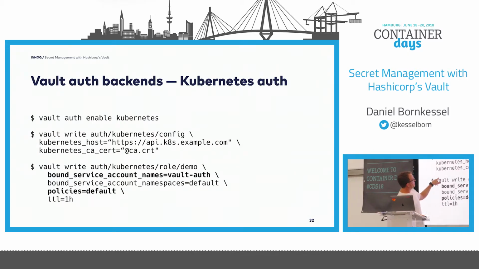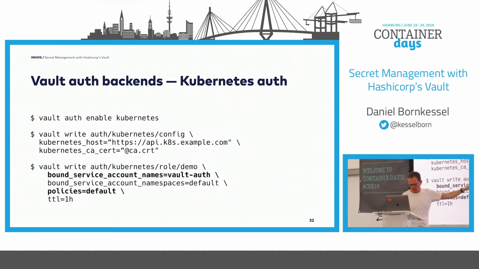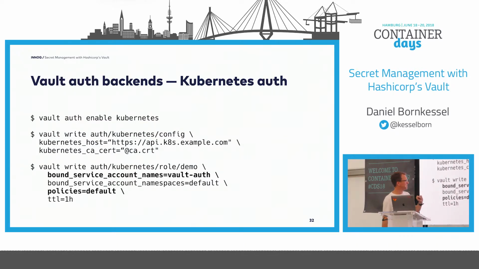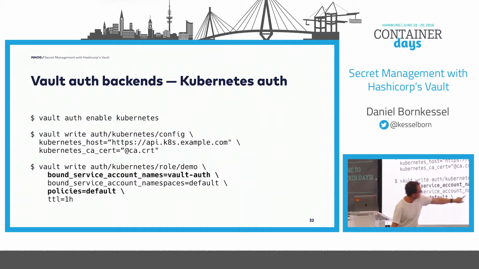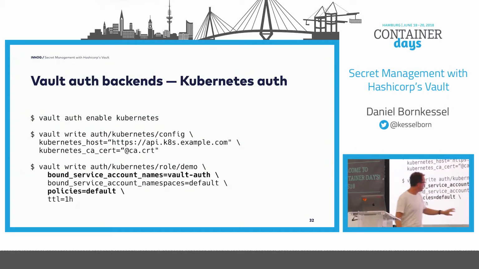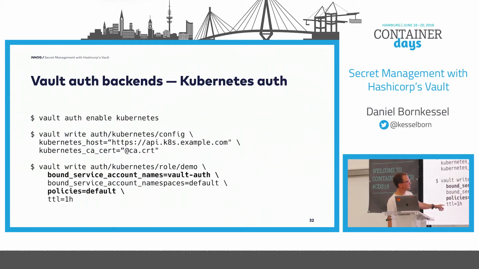Here as well, how do you configure that? It's actually pretty simple. You pass it the host of the API and a CA certificate so that you are sure that Vault always talks to the correct Kubernetes API and to avoid man-in-the-middle attacks. And then you map the Kubernetes service account and optionally the namespace as well to some Vault policies and give it a default TTL.